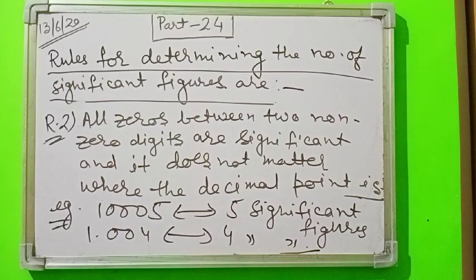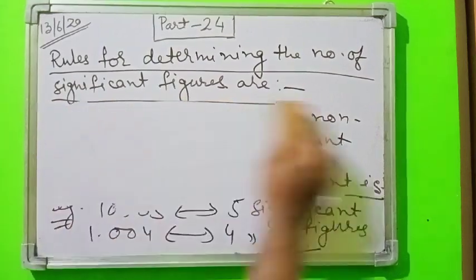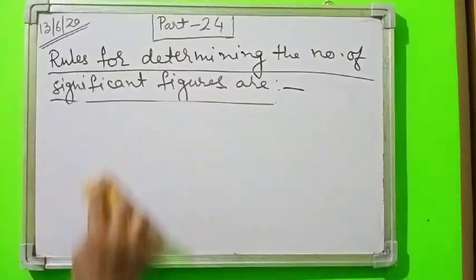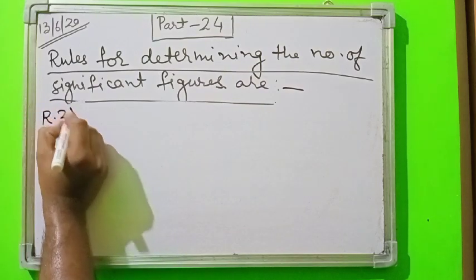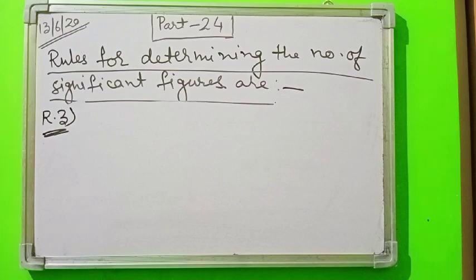Third rule. The third rule says that if the number is less than 1, then whatever zeros are before the non-zero digits are non-significant. If the number is less than 1, zeros on the right of the decimal point and to the left of non-zero digits are insignificant.